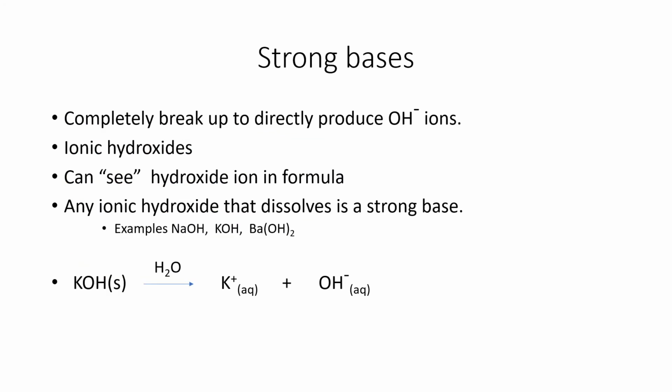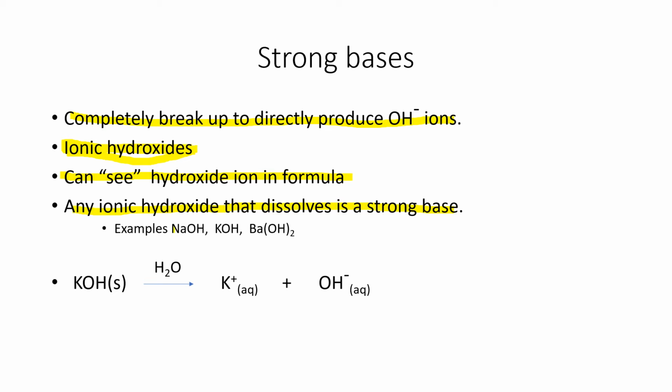Let's go ahead and look at our strong bases. Our strong bases, we know what strong means. Strong means completely break up, or do it well, or do it a lot. They completely break up to directly produce hydroxide ions. Now, how can we identify the strong bases? Any sort of ionic hydroxide that you can look at. If you can take an ionic hydroxide and dissolve it into water, it's going to be a strong base. You can see the hydroxide ion directly in the formula. We're not going to memorize lists. We just have to recognize what are ionic hydroxides. So it's going to be hydroxide ion paired with some sort of positive ion. If that ionic hydroxide dissolves, it's a strong base.